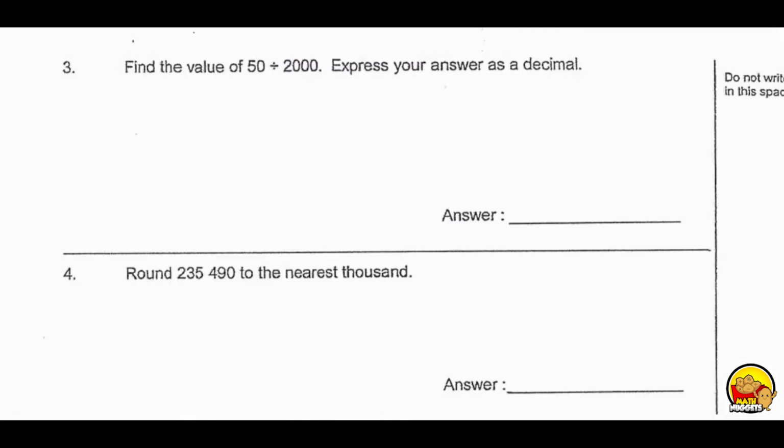Question 3, find the value of 50 divided by 2000. So what we can do is to straight away strike out 1 zero each, divide by 10 on each. Then we're left with 5 divided by 200. Now we're supposed to express our answer as a decimal. What we can do is to split 200 up: 5 divided by 2 divided by 100.